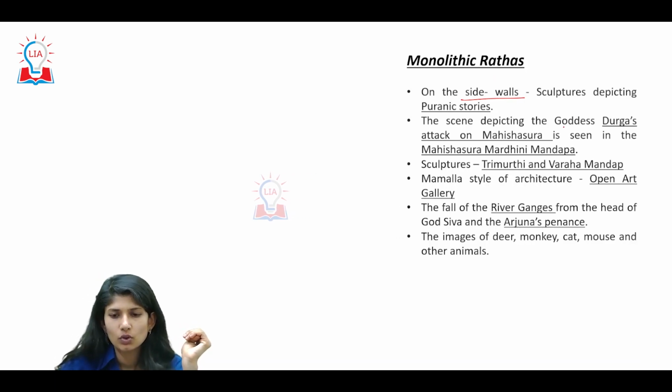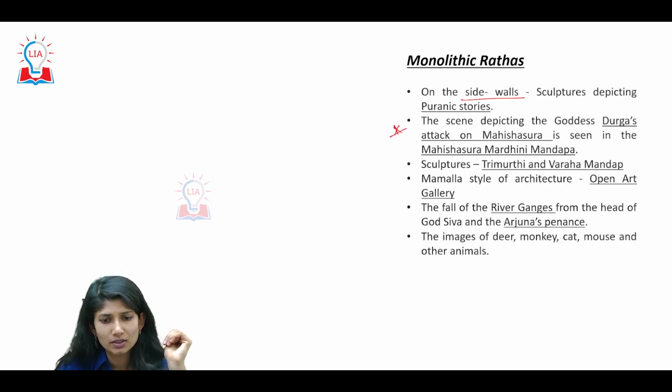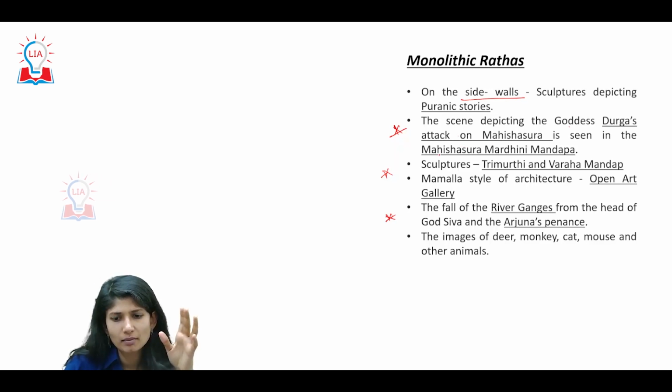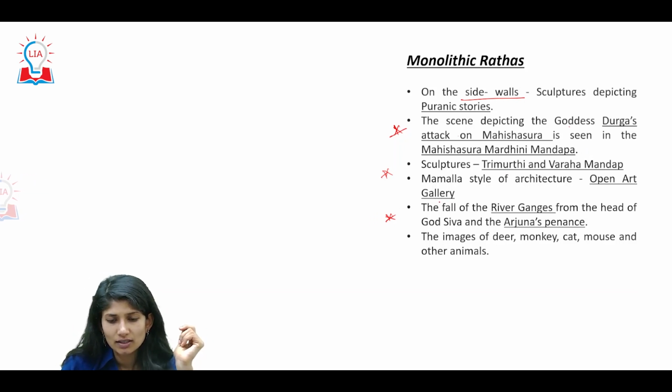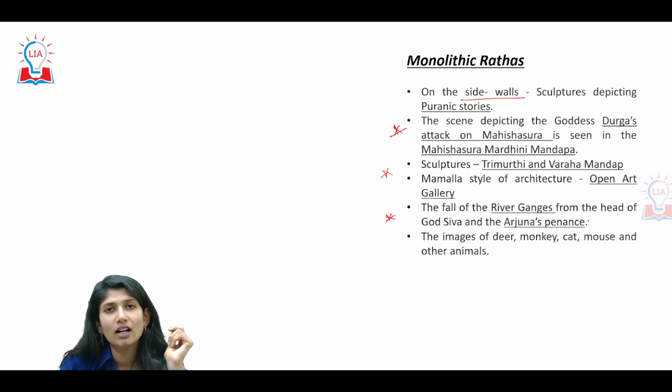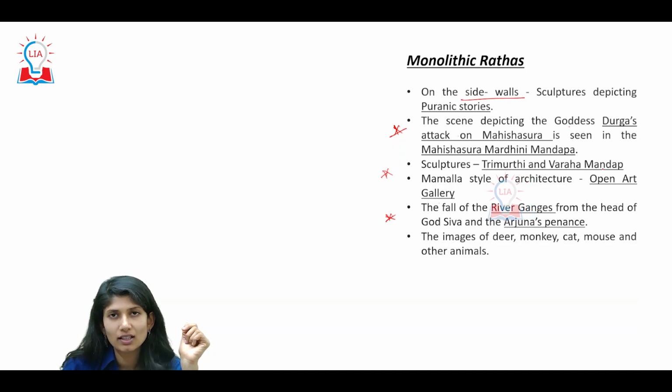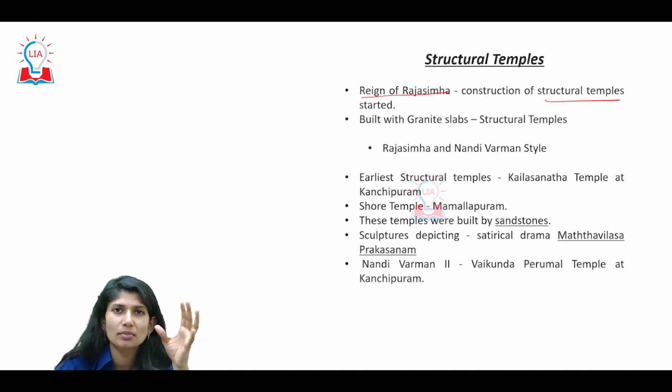Also look at this. This is one very important thing, and time and again this is asked in prelims. The scene depicting goddess Durga's attack on Mahishasura in the Mahishasura Mardini Mandapa. One more thing, look at this: the descent of the river Ganga or Arjuna's penance, very important for prelims. These are the sculptures carved on the monolithic stones. Now look at this: sculptures of Trimurti in the Varaha Mandapa. It was during the time of Rajasimha that structural temples began.